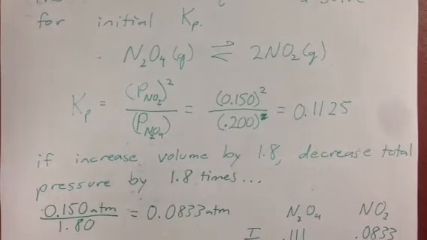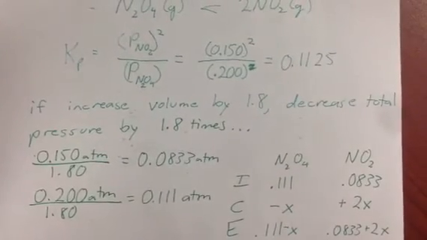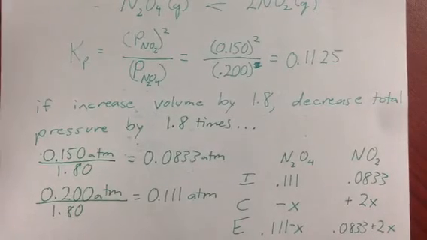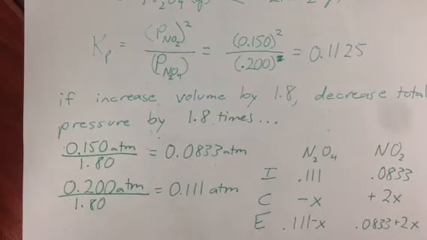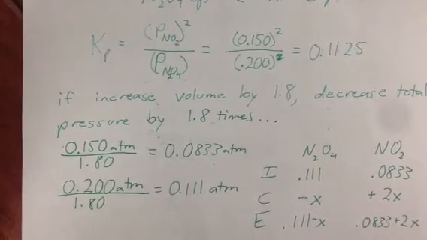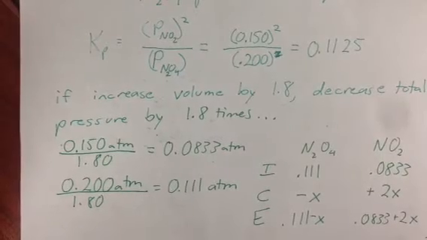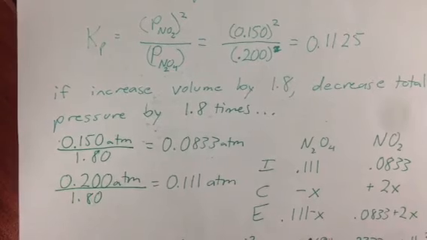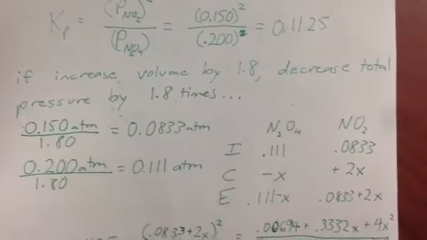Go ahead and solve our initial Kp and then consider that if the volume is increased by 1.8, this decreases our pressure by 1.8. So the initial pressure of 0.15 atmospheres for NO2, we divide by 1.8 to get 0.0833 atmospheres. Also our initial pressure of N2O4, we divide by 1.8 to get 0.111 atmosphere in this new larger volume container.